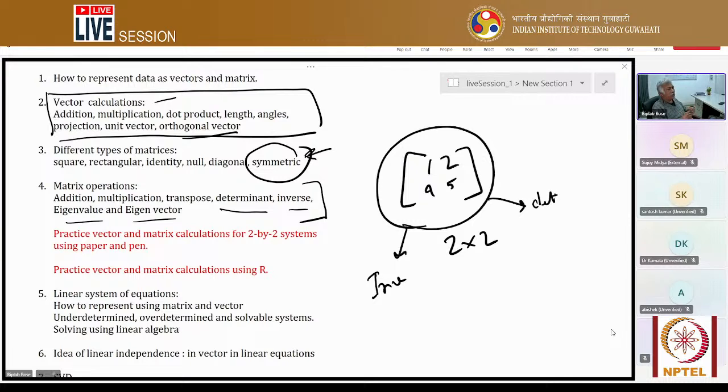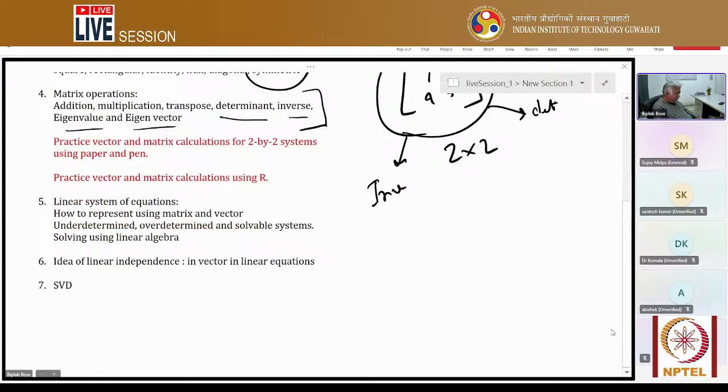If you can do it for 2 by 2, then you will not do it for a 20 by 20 matrix, definitely. Nobody does it by hand. Everybody will use R or some other language, other programs, right? So you will also do that. But you will be confident about what the program is actually doing. You will understand it much better.